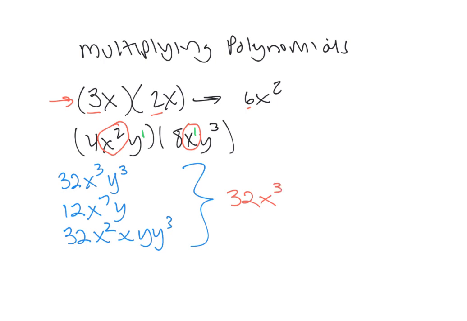And then they looked at the y values. So we have y to the first and y cubed, which would be 1 plus 3 is 4. So we had 32 x to the third, y to the fourth. If you went down and looked at this problem, you'll notice it's kind of close. We have the x's here, 2 and 1 is the third, and 1 and 3 gives you the fourth.